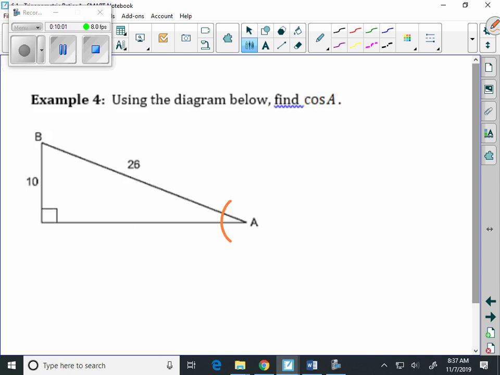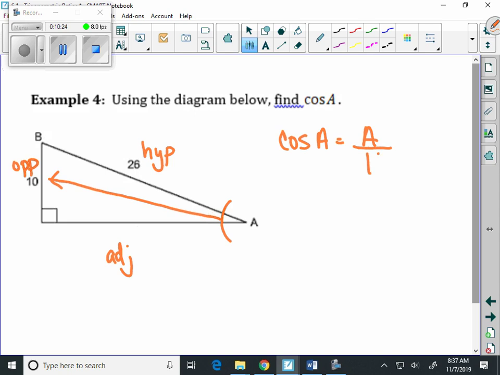But we can label already. If we go across from the right angle, that's our hypotenuse. If we go across from angle A, that's our opposite, which means that this other side is the adjacent. And we're going to need the adjacent because cosine is adjacent divided by hypotenuse.